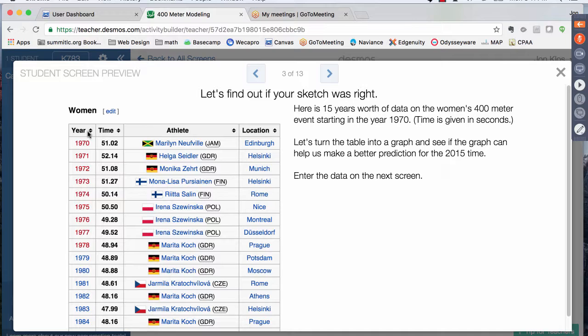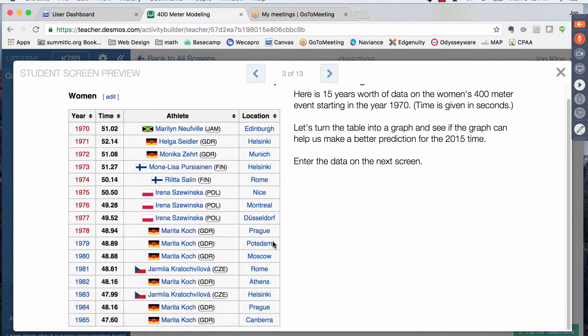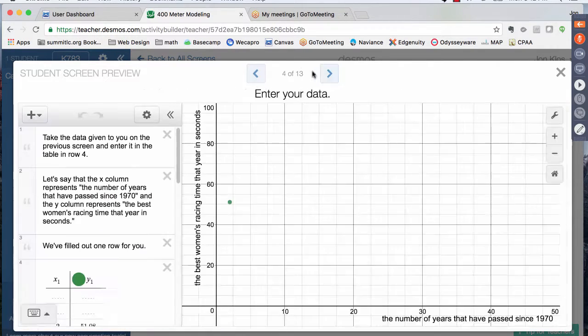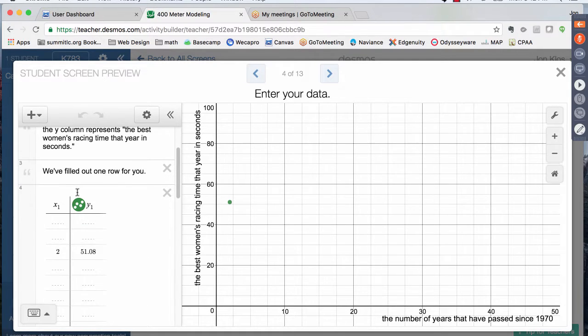Okay, here is 15 years' worth of data. We're going from 1970 to 1985, and we're looking at the women's times for the 400 meter. Looks like Germany dominated, right? A lot of Helga Seidler, a lot of Marita Koch. Notice the time is given in seconds, and it's actually 51 seconds, so my estimate of 60 seconds was a little bit too slow. But we're going to turn this table into a graph and see if we can use the graph to make a better prediction. Now here's the part that's going to take a while: you need to go back and forth putting the data into this table.